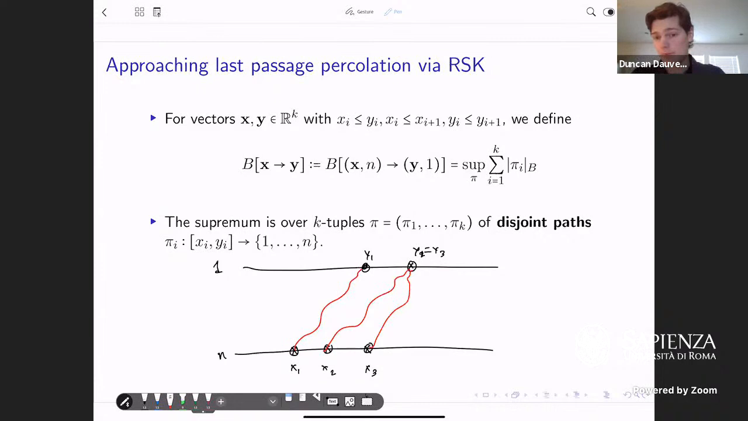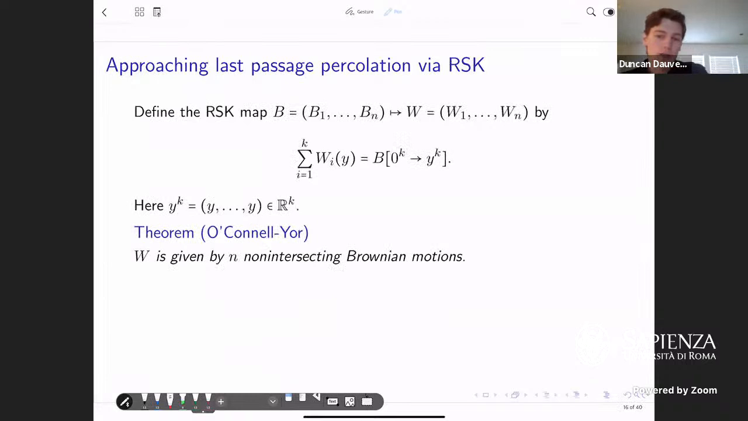And because of the way your metric structure works, the paths are always going to want to collect the same good bits of noise. And so there's a genuine interesting difference between studying this multi-point last passage percolation and single point last passage percolation. Okay. And so we use this multi-point last passage percolation to define essentially the RSK correspondence, or sometimes we call this the melon map, because this W output is going to look like a melon.